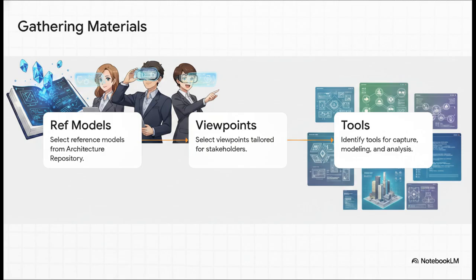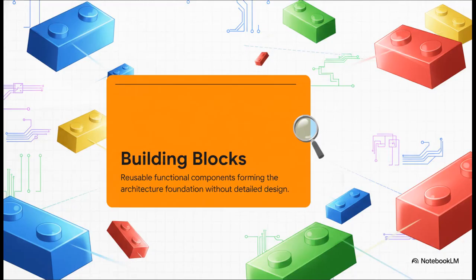Second, we select viewpoints that directly address our stakeholders' specific concerns. Because let's be real, the chief financial officer and the lead developer, they need to see this architecture through very, very different lenses. And third, we identify the exact tools we're going to use to capture and model all of this info. And that brings us to technology building blocks.